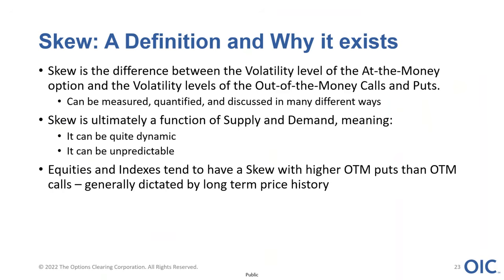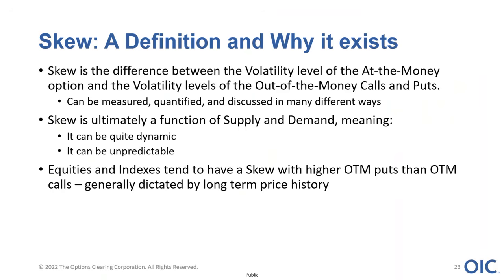The commensurate 25 delta put generally has a higher skew, a higher implied vol because of skew than the commensurate 25 delta call does. The reason why this exists is because equities and indexes, from a price history standpoint, over a very long period of time, tend to have explosive moves to the downside. And they tend to stair step up in price to the upside. You've heard the saying, equities take the stairs up and the elevator down in price. That's something that people say for a reason. They say it because the price history has fleshed that out.